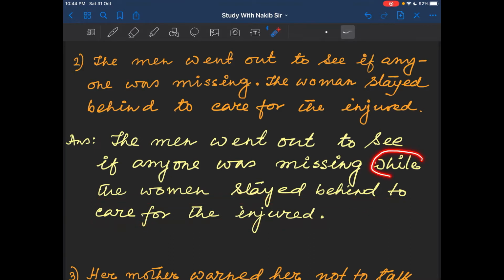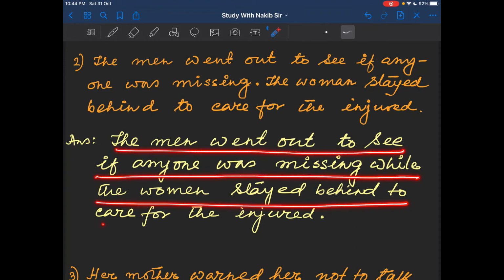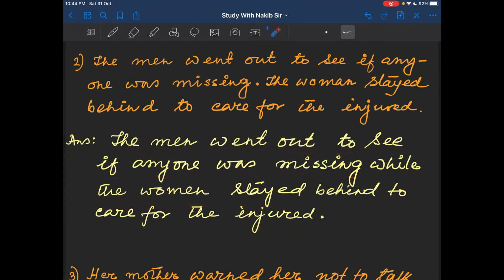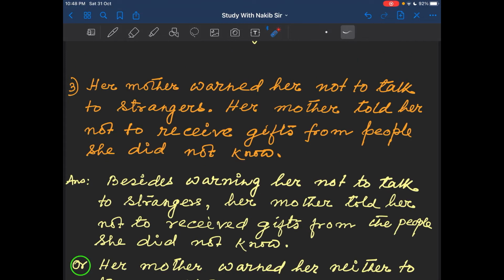This is the conjunction used for the simultaneous action. The men went out to see if anyone was missing while the women stayed behind to care for the injured. This is your answer to the second question. Okay. See the third question.